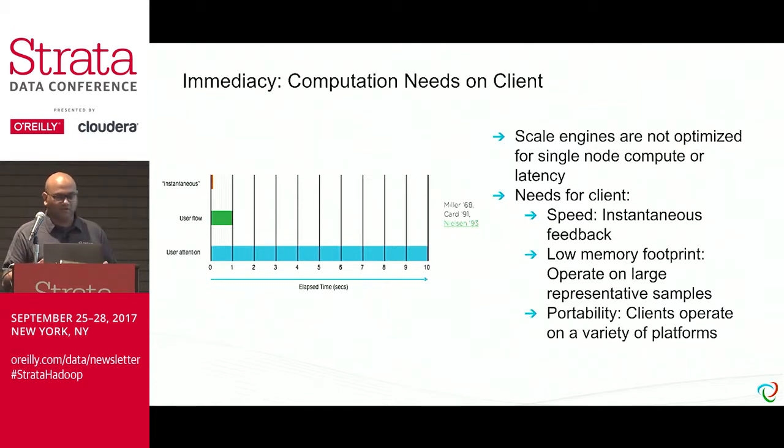And one of the reasons for that is we want to operate on a large representative sample of the data set. And that doesn't happen unless your client engine has a low memory footprint and is using memory efficiently. And finally, portability. The client engine needs to work on a variety of platforms, so you need that portability.